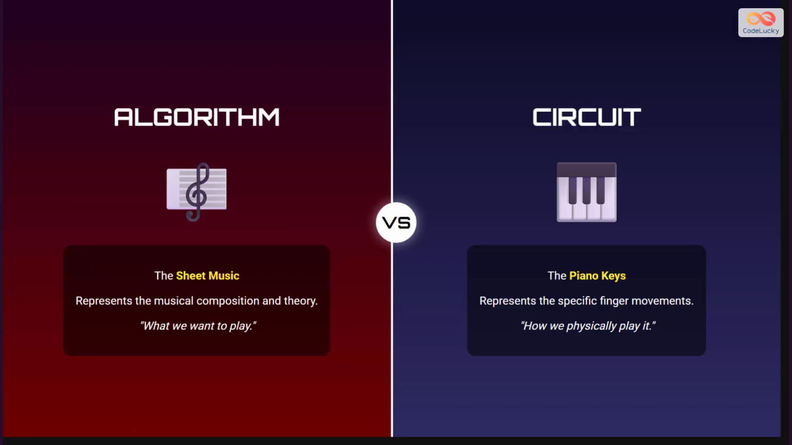To visualize this difference, use the analogy of music. The algorithm is like the sheet music. It contains the composition, the theory, and the intent of the song. The circuit is like the physical act of pressing keys on a piano. It is the mechanical translation of that theory into specific actions. One is conceptual, the other is operational.